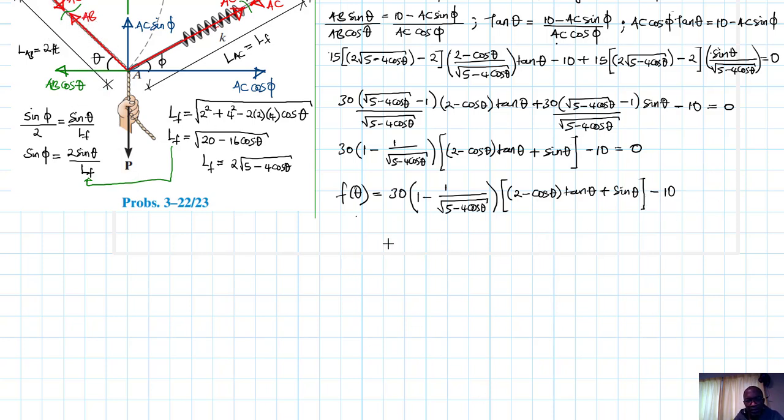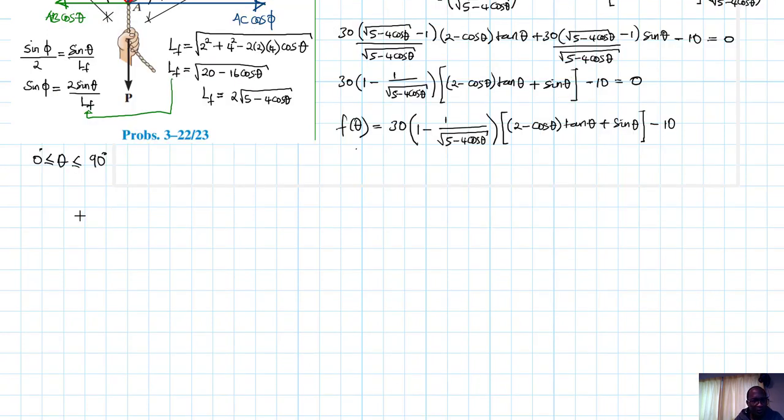Alright, so now we have the interval. Theta is in the interval 0 degrees to 90 degrees. Great. So let's draw up our table and keep on going down. Then we start doing the iteration. We have theta, and then the function of theta. We keep on iterating to see where this is going to get closer to 0.